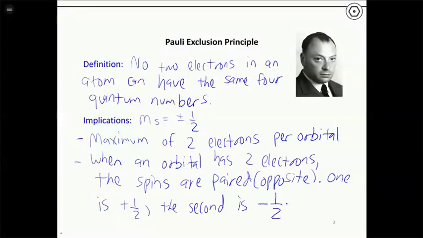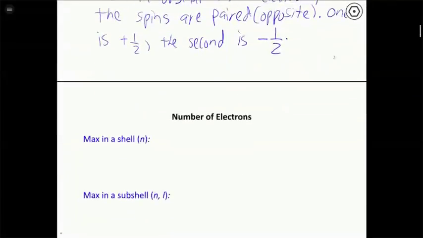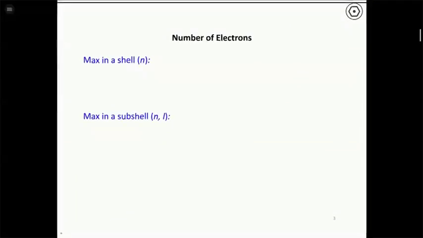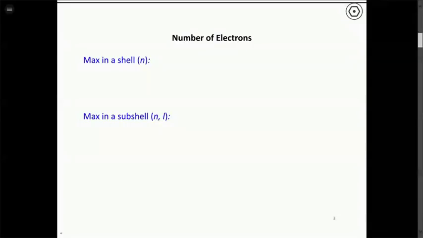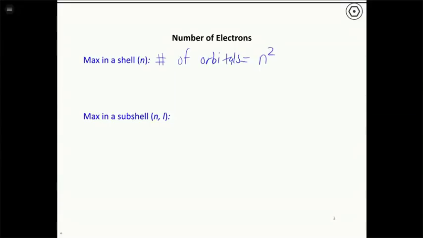That allows us to talk about some other relationships. If we're given a certain shell number, value of n, and we want to know the maximum number of electrons that can go into the first shell, or the second shell, or the third shell, one thing we learned last time is that for a given shell number, the number of orbitals present is n squared. So in the first shell you have 1 orbital, in the second shell you have 4, then 9, 16, and so on as you go up in values of n.